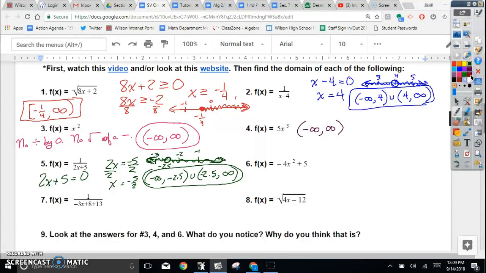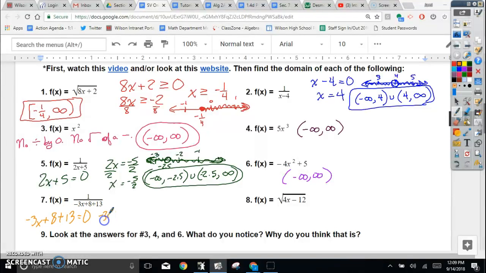Okay, 6. No division, no square roots. This is all real numbers. Number 7. Okay, again, can't divide by 0. So we're going to have the following. We want to know when this is equal to 0, because that's the one thing we can't have.